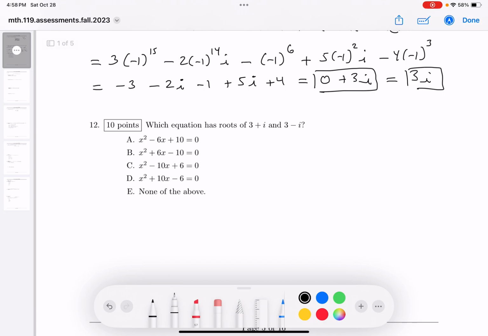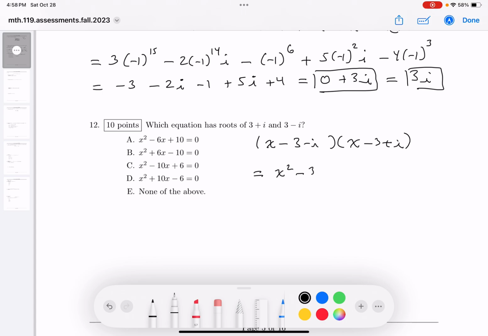The next one says write an equation with roots. I notice they're only giving me quadratic choices, by the way. So what I'm going to do is write down x minus the root. So it's going to be x minus (-3 minus i), and x minus the other root, (-3 plus i). Let me multiply it out.